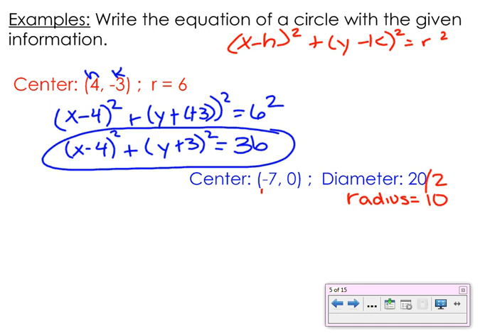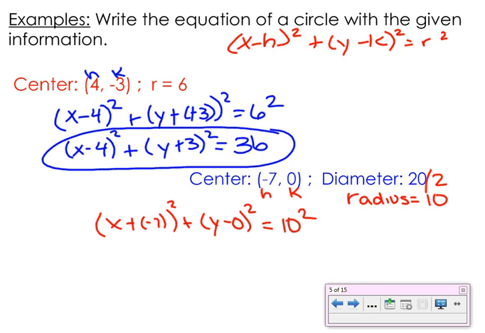So my negative 7 would be my h, my 0 would be k. I'm just going to again plug it into that formula above. So x minus a negative 7 squared plus y minus 0 squared equals 10 squared.